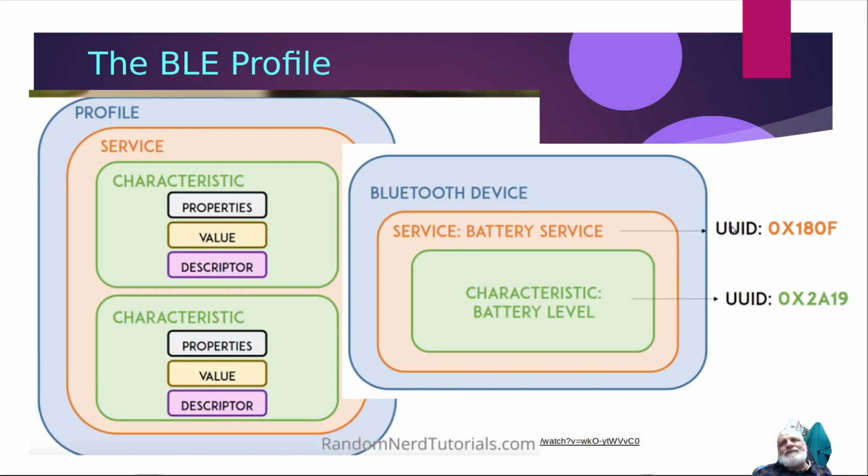And so it's theoretically unique, but in reality, it can be duplicated. But this one here is reserved for the battery service. So you have this battery service, and you have an ID for that, and then you have the battery level. So the characteristic is the battery level, and within the battery level, you can have a descriptor, and then the value, whether you're at 5% or 50% or 100%, whatever your battery level is.